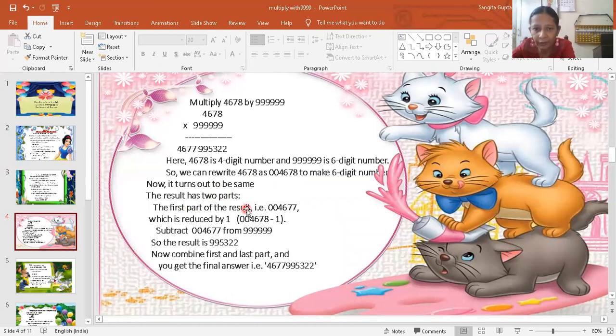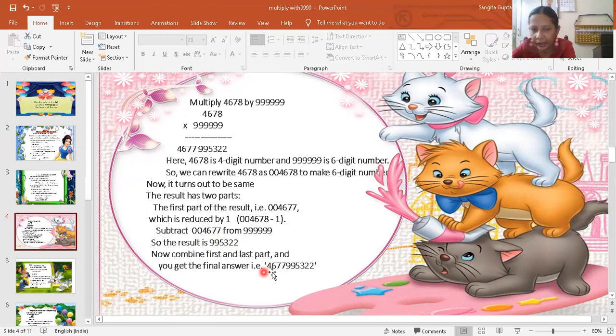So how will you get the first part? As you have done in the previous questions also, you have to subtract 1 from 0, 0, 4, 6, 7, 8. I have written here also 0, 0, 4, 6, 7, 8 minus 1. So you will get this 0, 0, 4, 6, 7, 7. Now what you have to do is subtract this 0, 0, 4, 6, 7, 7 from the number of 999. When you subtract it, you can do that work on your own also. You will get this value and then you will get this value. So you have to combine this value on the left hand side and this on the right hand side.